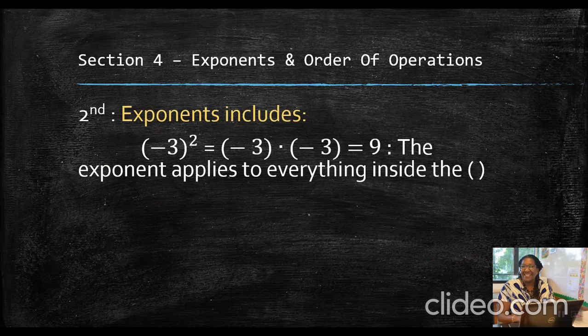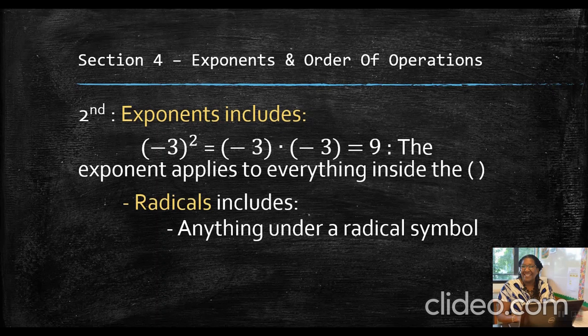Exponents also includes negative 3, in parentheses, squared. Notice now we have it in parentheses. So the negative 3 in its totality is what is being squared. Negative 3 times negative 3 equals a positive 9. The exponent applies to everything inside the parentheses.